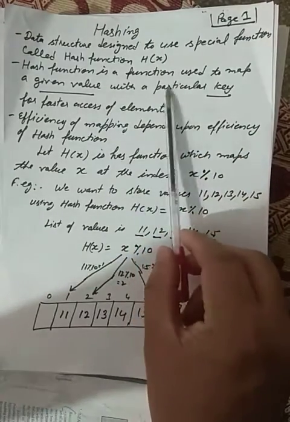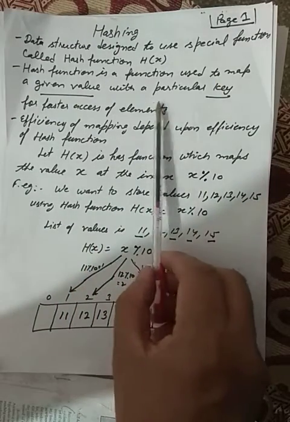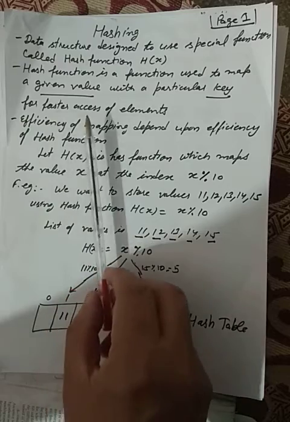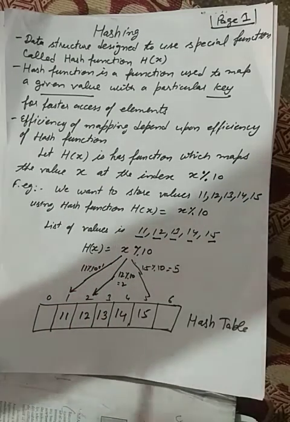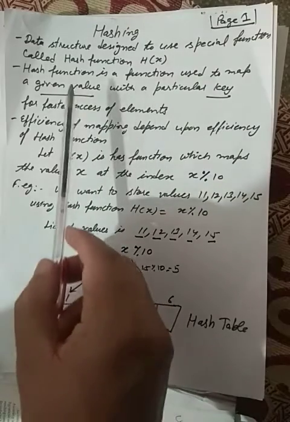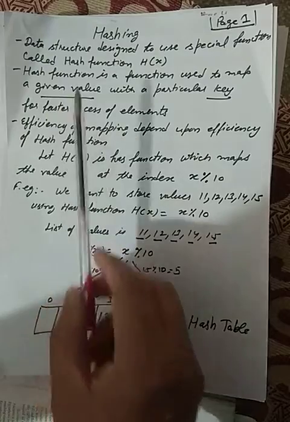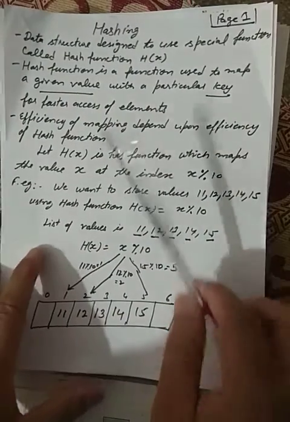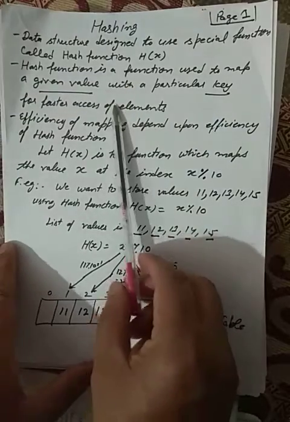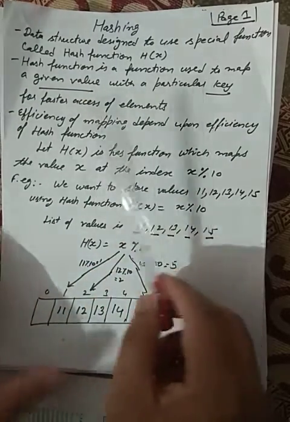So a hash function is a function used to map a given value to a particular key for faster access of data elements. So basically it means that we will have some data values, data elements, which will be stored at some memory locations with the help of a key. So the hash function basically converts the given value to a particular key.